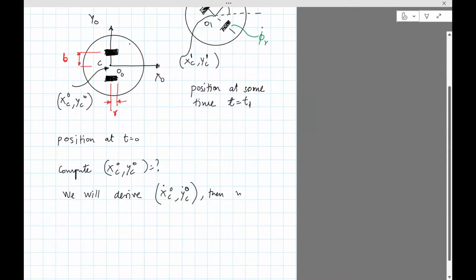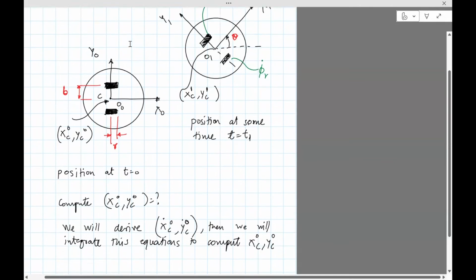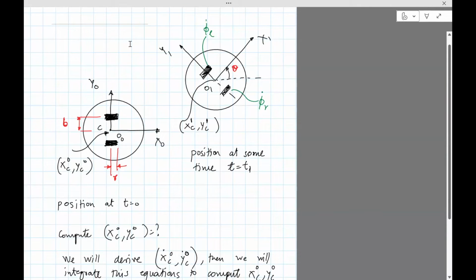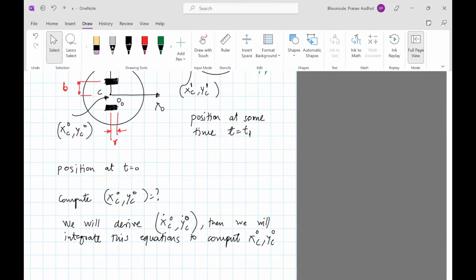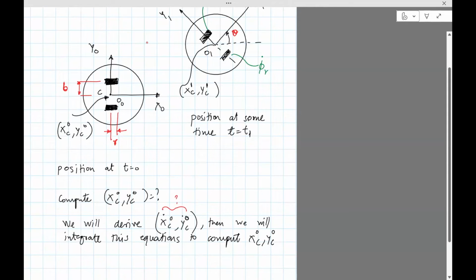Then we will integrate this equation, or equations, to compute xc0, yc0. And that's how we'll be doing the animations. Once we have xc0, yc0, all we need to do is draw a circle around it. That's pretty much how you describe the differential drive car. Okay, so let's see how we can derive an expression for xc dot, yc dot.